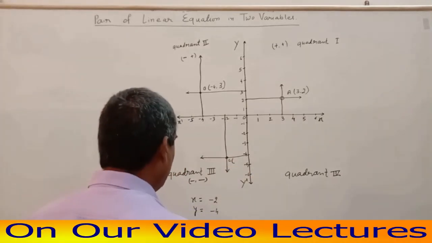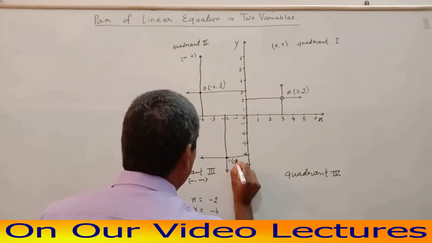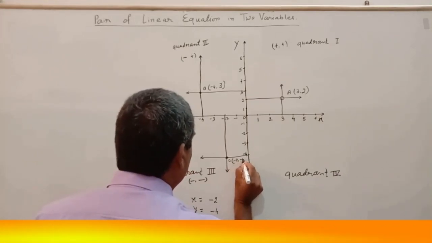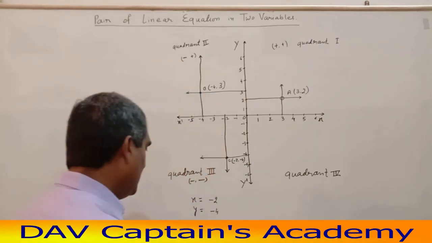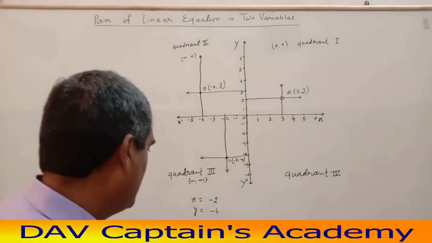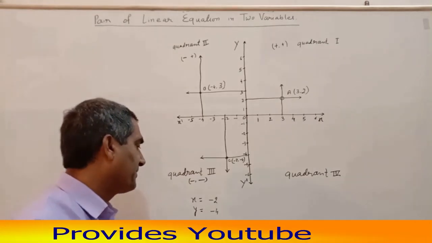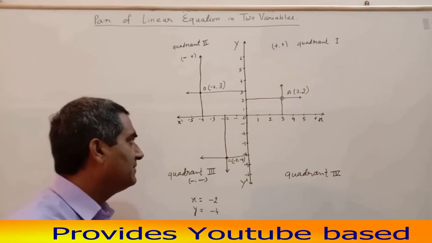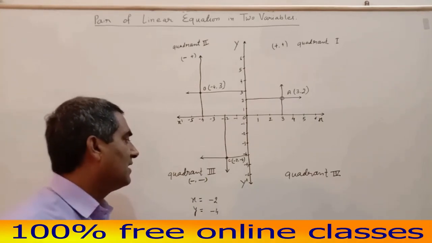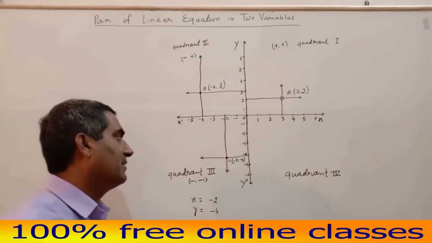So what will be the value of x? Minus 2, and y is minus 4. So if you have the values of x and y both in minus, then both the values of x and y will be presented in the third quadrant, quadrant 3.